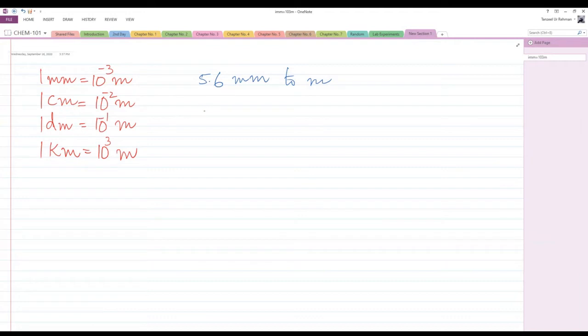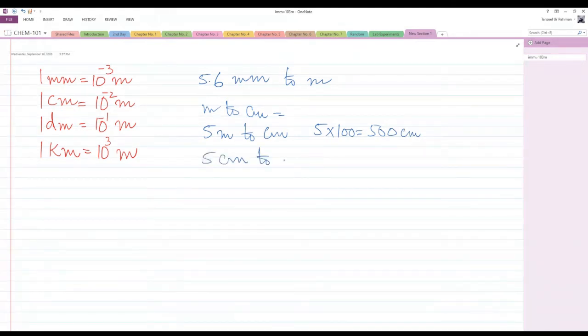Suppose you change meter to centimeter, how do you do it? If I say 5 meter change to centimeter, what will you do? 5 multiplied by 100 is equal to 500 centimeter, is it? If I say change 5 centimeter to meter, what will you do? 5 divided by 100, it is 0.05 meter, is it?